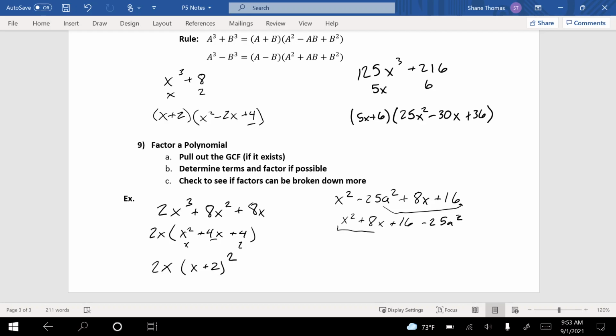Now, that guy looks a lot better, doesn't it? Let's factor this first 3. That's a perfect square trinomial, isn't it? That would be x plus 4 quantity squared. You guys all right with that? Now, that 25a squared, there's nothing else to factor with it, but what type of term is it?